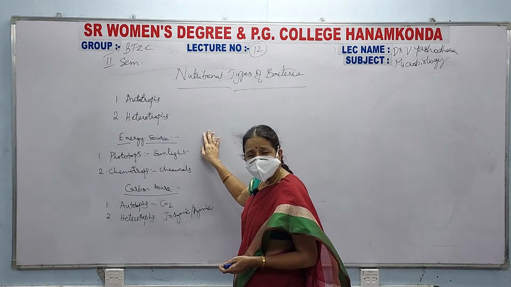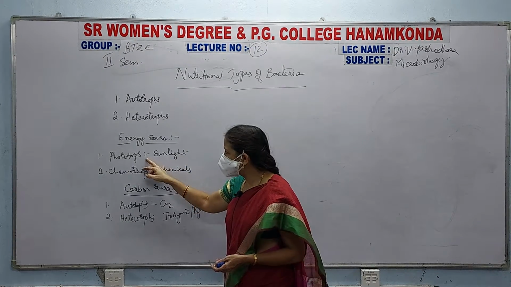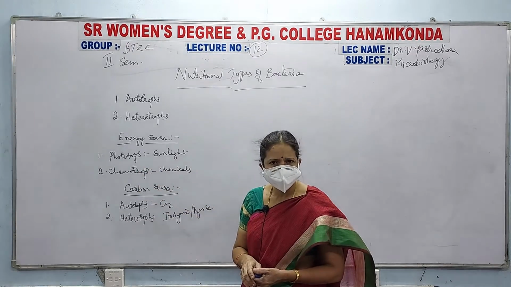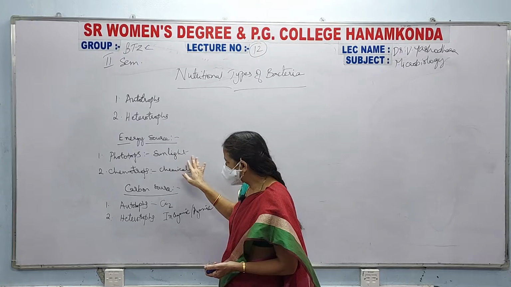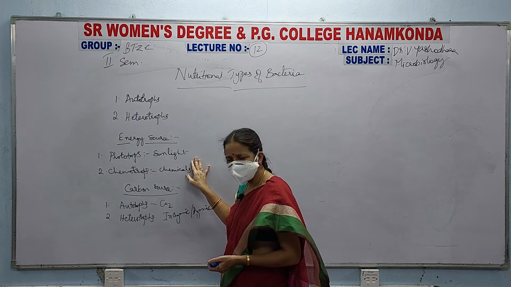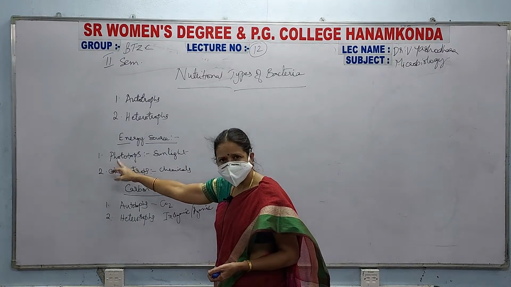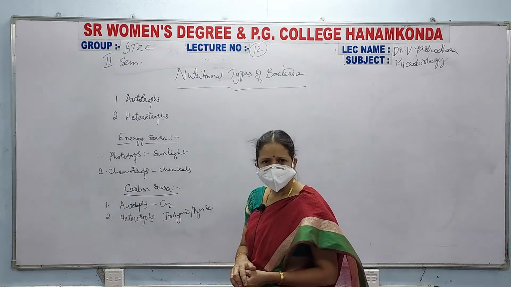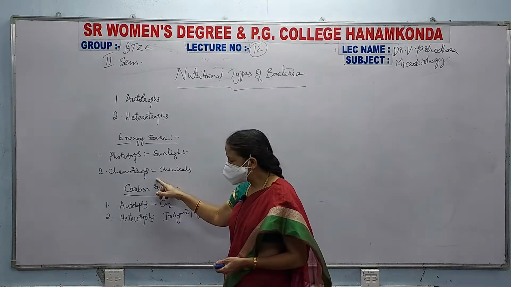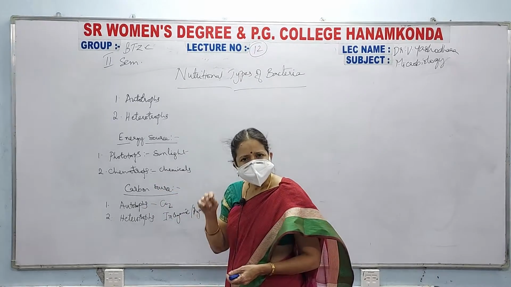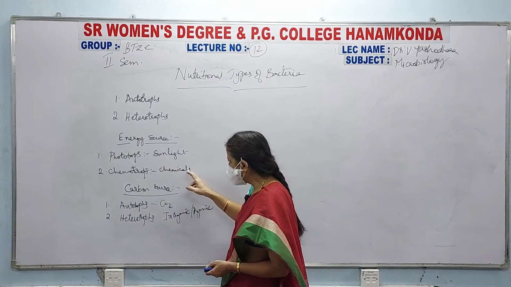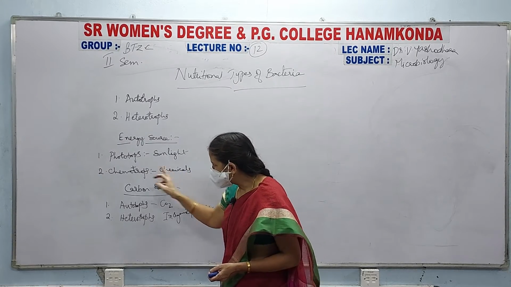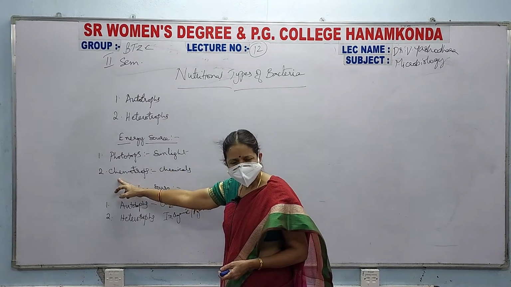In the energy source, the classification is phototrophs and chemotrophs. Phototrophs are the organisms dependent on sunlight or light as the source of energy. Photo means light. The second one is chemotrophs. These are the organisms which get their energy from chemicals. They use chemicals as the energy source. They are called chemotrophs; chemo means chemicals.